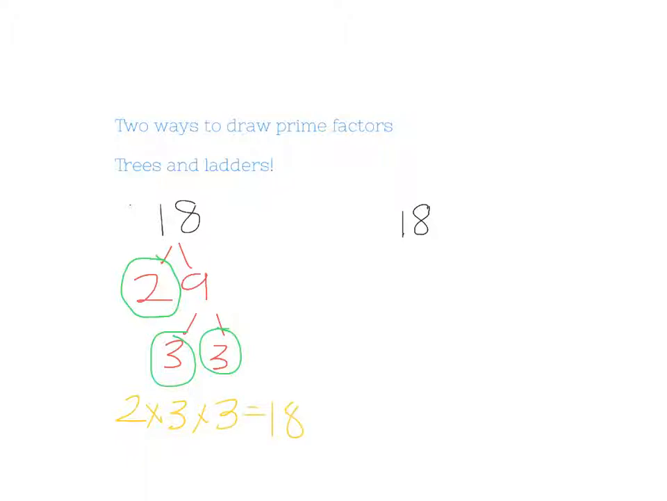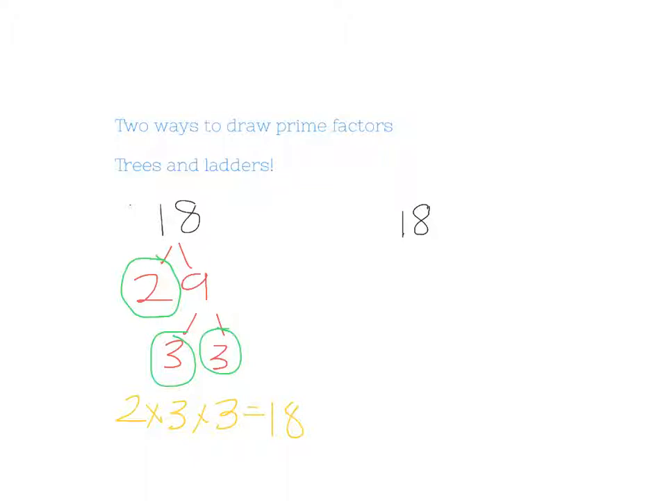Okay? So this method is called the tree method because sometimes you get a whole bunch, it's like an upside down tree with the number being like the bark, and these being the branches and leaves. Okay, so let me show you the ladder method. It's kind of like a backwards ladder. I like to think of it as like an upside down wedding cake.